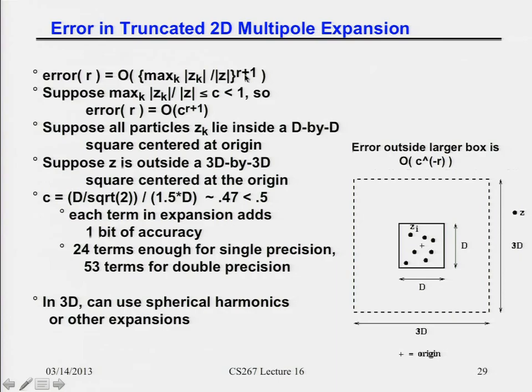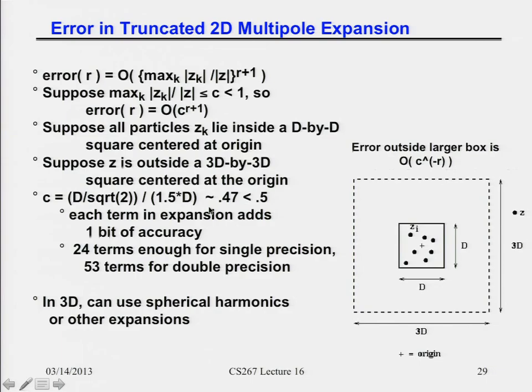So every time I increase r, I'm multiplying by a half. And I get one more bit every time I do it. And so if you want 24 bits of precision, which is single precision, I've got to take 24 terms. That's worst case. You usually don't need that many. 53 terms are enough for double, and so forth. And everything I've said works in higher dimensions. I didn't want to talk about it because it uses more complicated things called spherical harmonics, which are basically three-dimensional Taylor expansions in spherical coordinates. I just wanted to keep it simple with XY coordinates. But it all works.